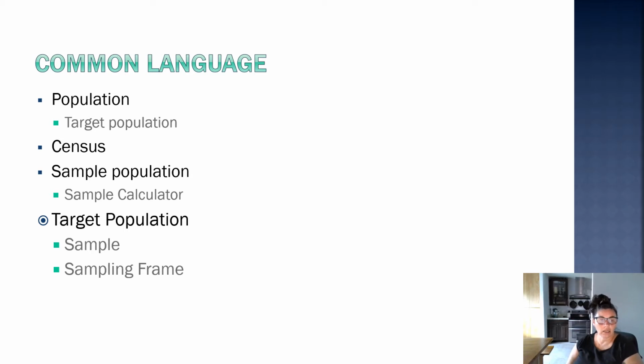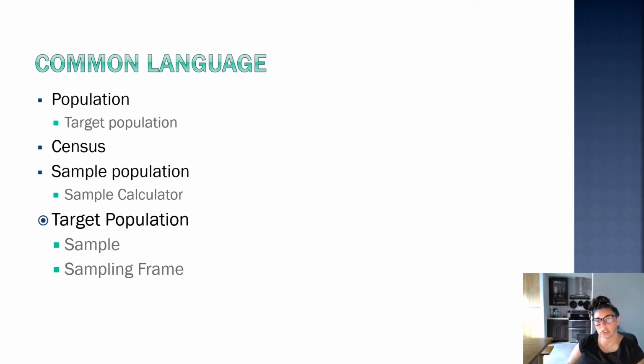For a target population, you need your sample size through your sample calculator and a sampling frame, meaning these are the people you're going to target from the sample size that you need to have based on your sample calculator. And that's how you're going to collect your sample. So these are the number of people.